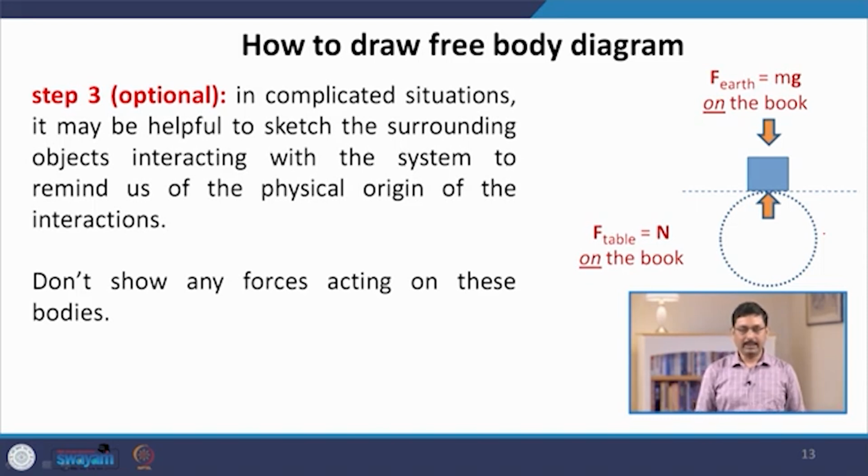And finally, there is a step 3 which is usually optional, in the sense that in simple cases this is not required too much. But in complicated situations where drawing the free body diagram can be tricky, it may be helpful to sketch the surrounding objects interacting with the system to remind us of the physical origin of the interactions. So, for example, when you draw the free body diagram of the book, you draw the book to denote this is your system, and then you draw the forces: the weight of the book, which is the force by the earth on the book, and the contact force by the table on the book, which is denoted here.